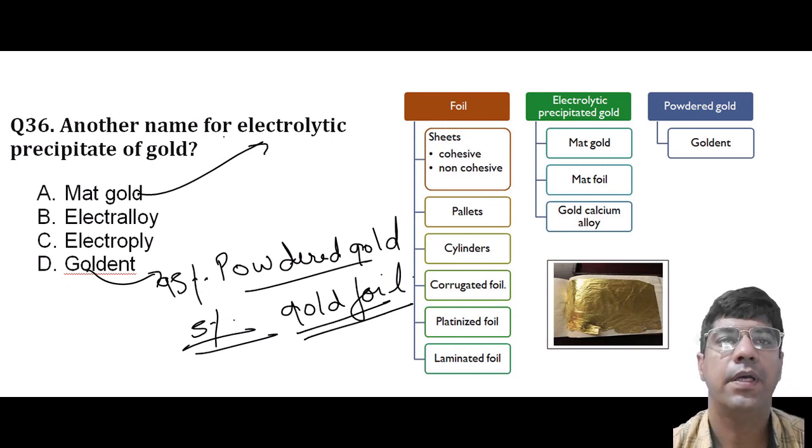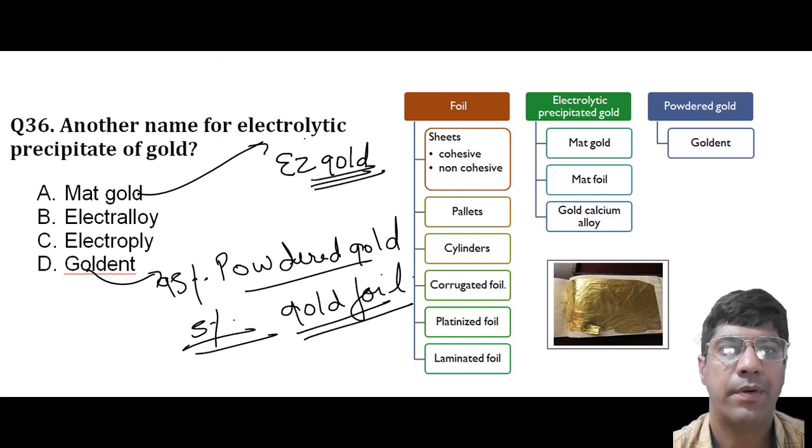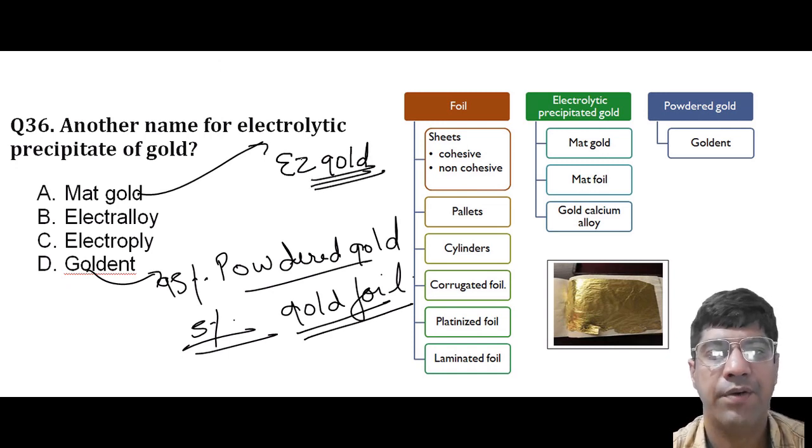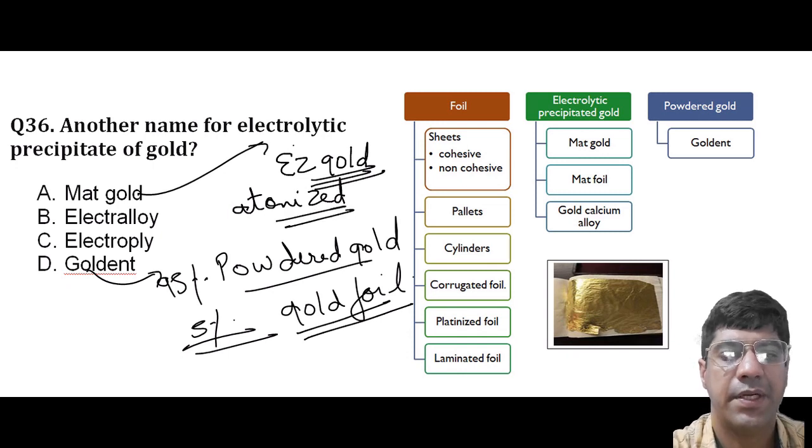The powdered gold is also known as EZ gold. Powdered gold is a blend of gold particles that has been broken down into fine particles. That means they have been atomized. So the other name of electrolytic precipitate of gold is matte gold.